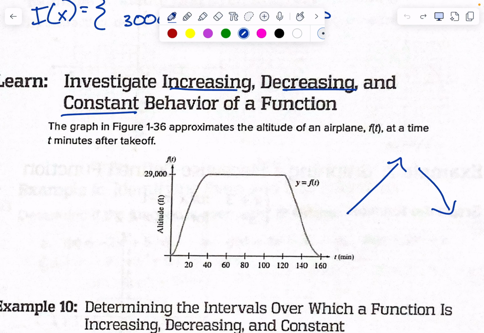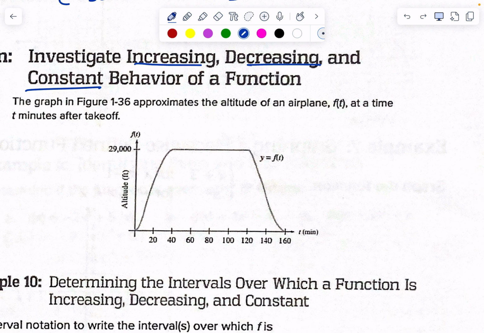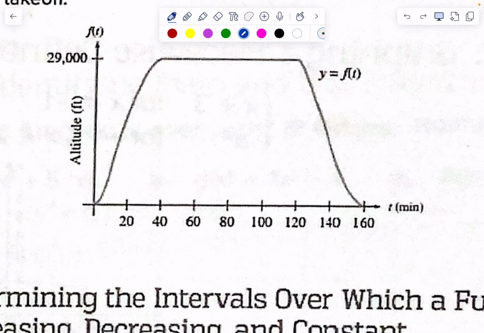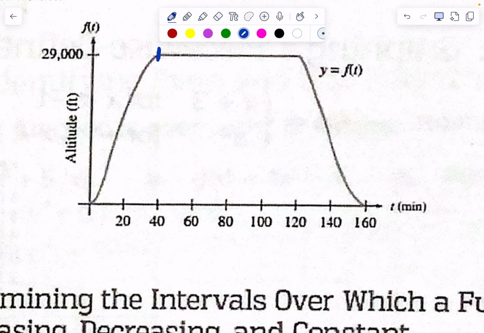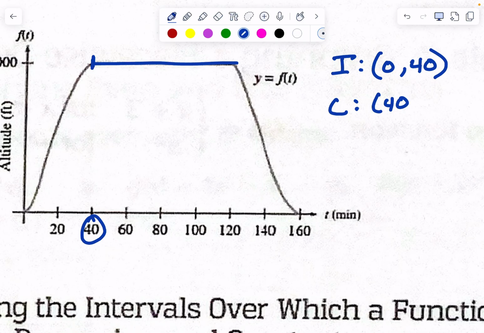Okay, now here's the tricky part. Let's analyze this graph. You are only looking at the x coordinates. You are only looking at the x coordinates. About right here at 40 is where it switches. So the graph is increasing first from 0 until we get to 40. I am going to put a parenthesis on 40. And then the very next chunk is constant from 40 until we get to about 120.